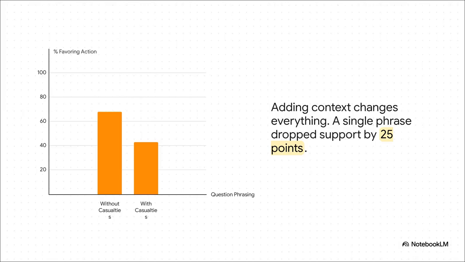Just look at this real-world example of measurement error in action. When Pew Research asked about military action, support was high. But then, when they added one crucial piece of context, the potential for casualties, look what happened. Support just plummeted by 25 points. This is so profound. It proves that question wording doesn't just measure opinion. It actively shapes it.